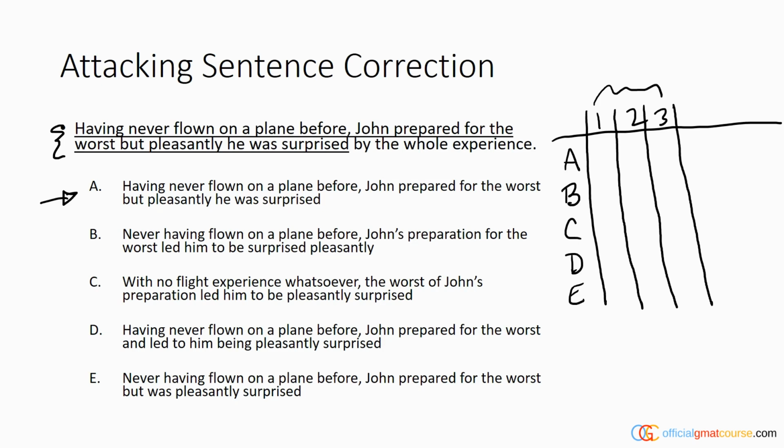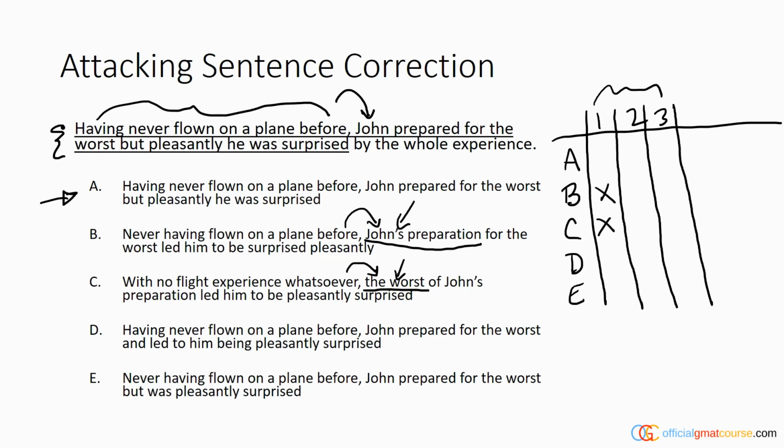So having never flown on a plane before, this is modifying John, right? Well, looking through my other sentences quickly, this one has John's preparation as the main subject here, and this one has the worst of John's preparation as the subject that follows right after this. And this cannot logically be modified by the opening statement there. So never having flown on a plane before, John's preparation? No, it should be never having flown on a plane before, John, and same thing here. So B and C are out for me. These are great black and white screens. There's no gray area. That's definitively wrong for me.